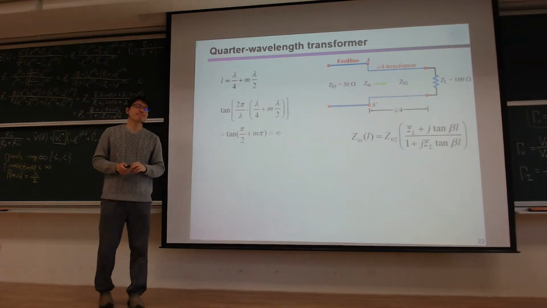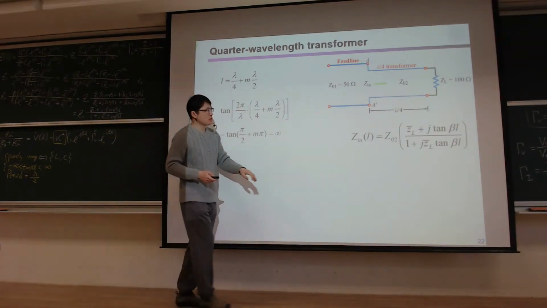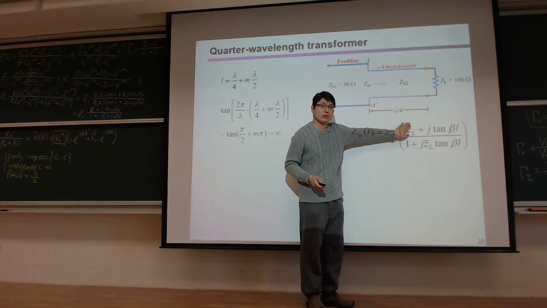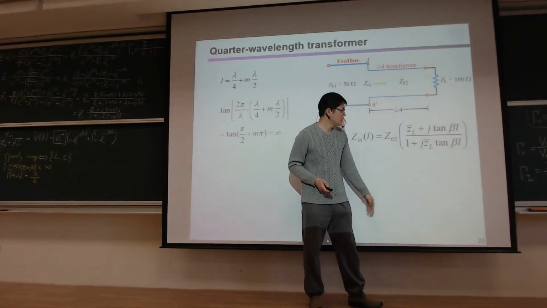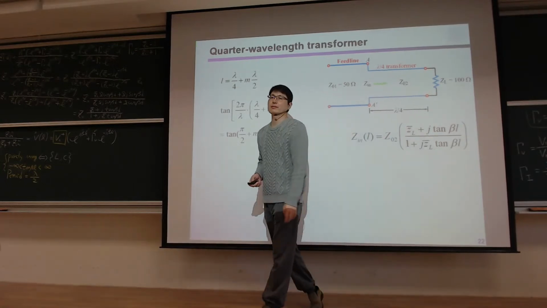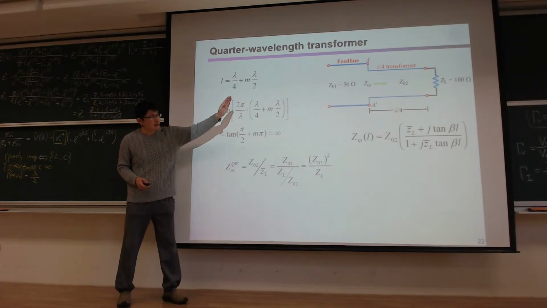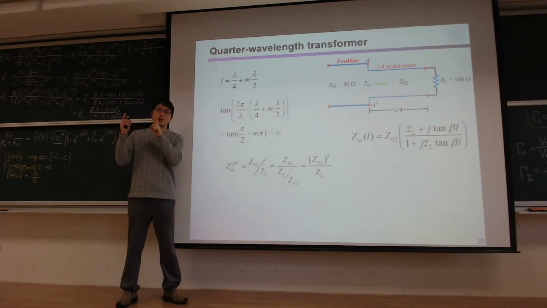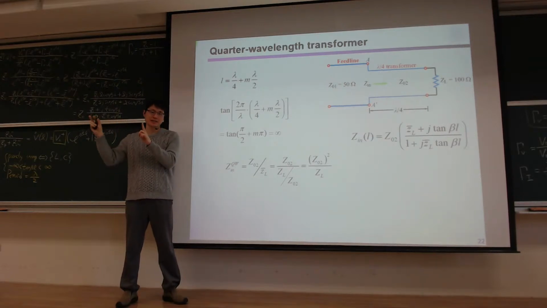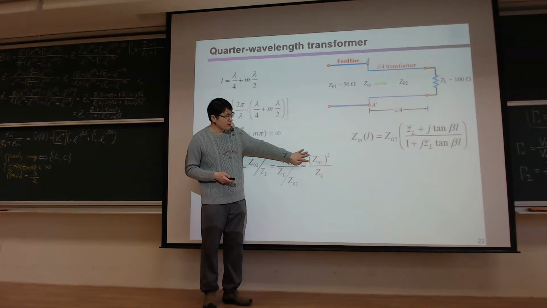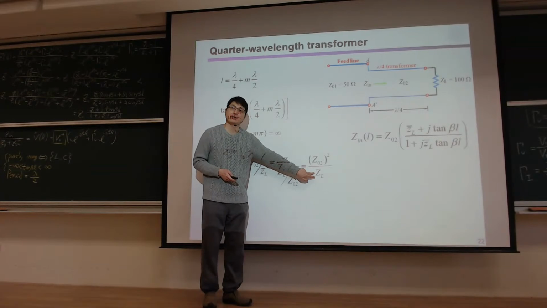Okay. So in this case, we can ignore the real parts, right? Because tangent is now super big. So we remove this term. So in this case, the second transmission line with a length of quarter wavelength plus the load together will give you an impedance of the second characteristic impedance squared divided by the load impedance.